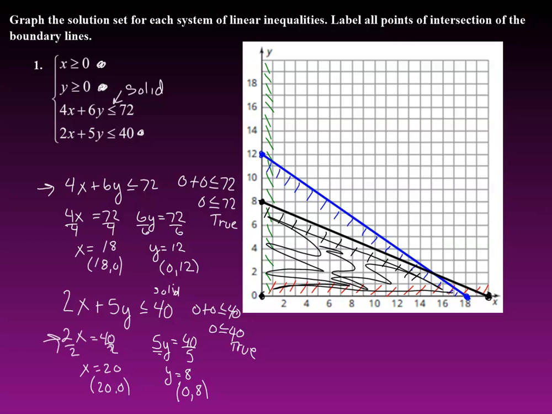So now we can label the points on the boundaries. One of the boundary points is here at 18, 0. One of them is here at 0, 8. We have 0, 0 in the corner. And then we have this point here that is at 15, 2. And so those are all the boundary points.